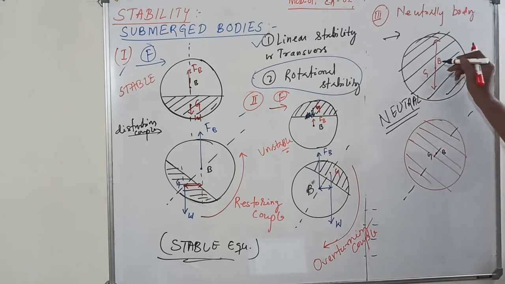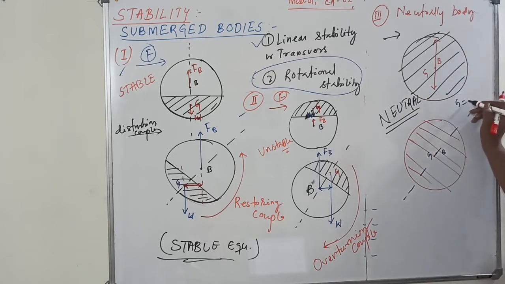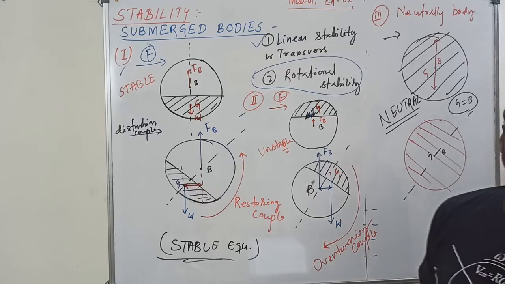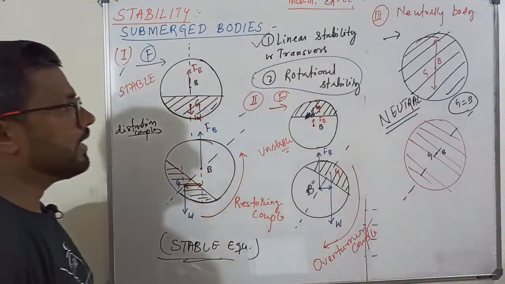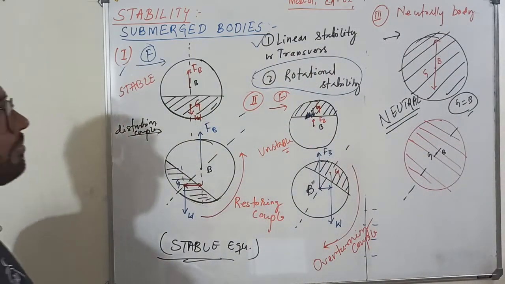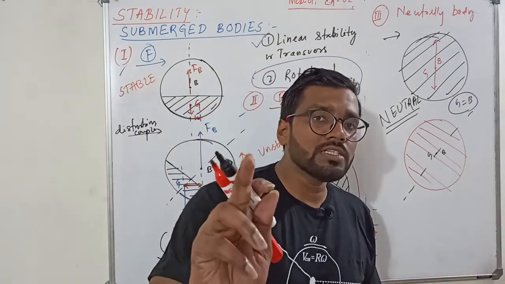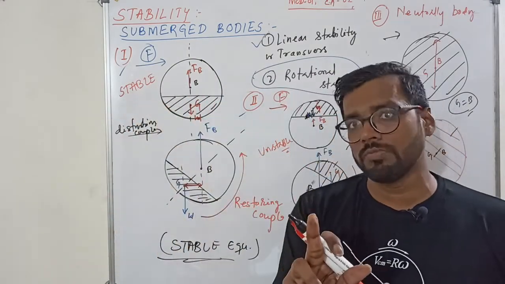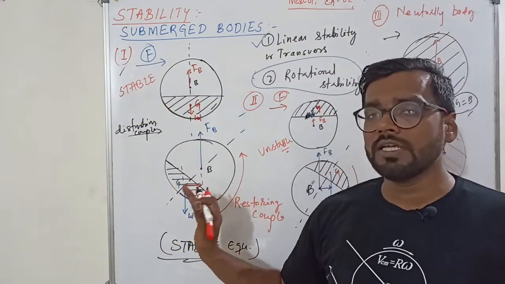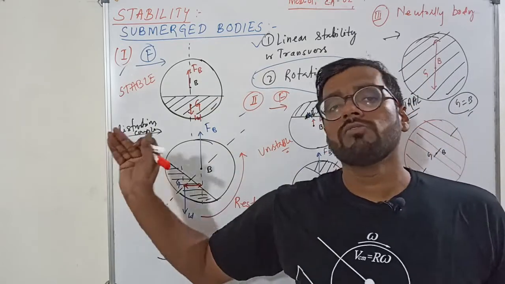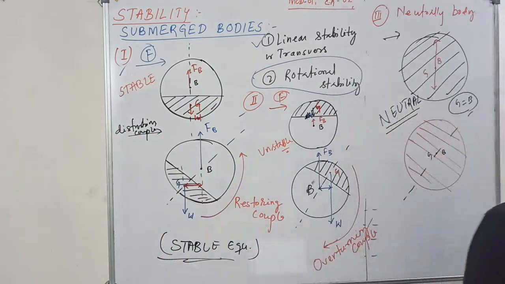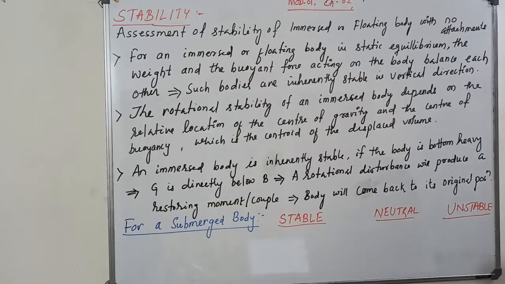Neutrally stable when center of gravity and center of buoyancy are at the same point. Okay? Center of gravity and center of buoyancy are at the same point. So this is rotational stability for which body? Submerged body. Now we'll write this theory, then we'll go for the floating body stability. So now let's write the theory of it.